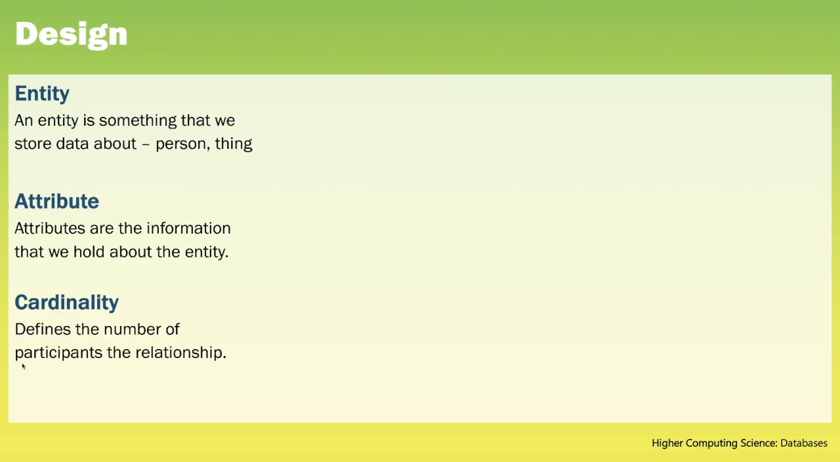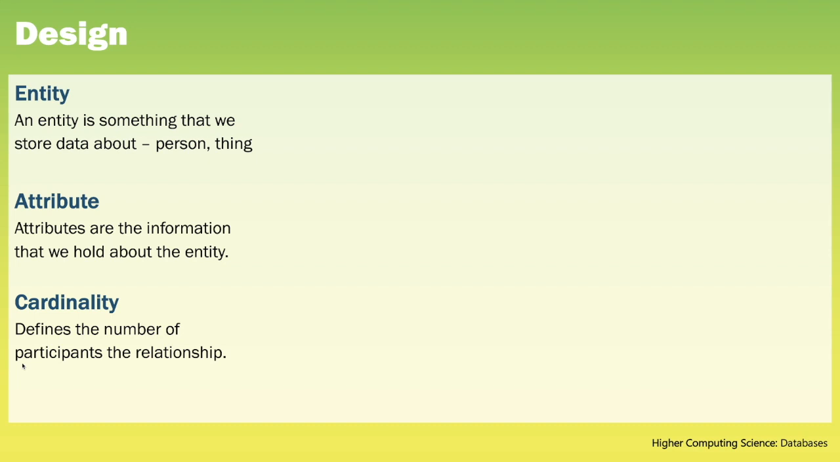Moving now on to design. From National 5, you will recall the terms entities and attributes. An entity is something that we store data about, a person or a thing. An attribute is the information that we hold about each entity. You as a student at your school are an entity, and your school will store information about you, your name, your address, your date of birth. At both Higher and National 5, our databases will include a number of entities. And between those entities, there will be relationships. And we can describe these relationships as the cardinality between entities.